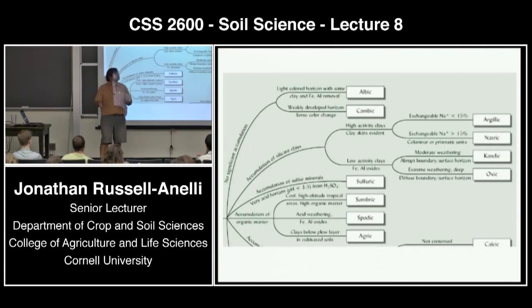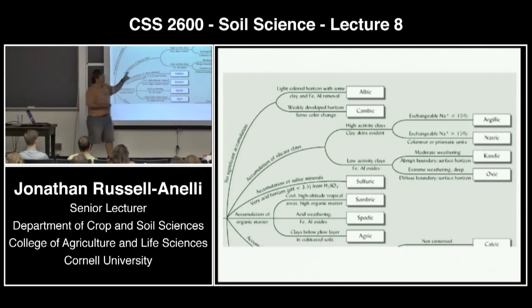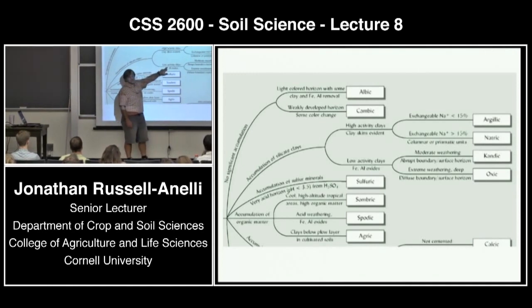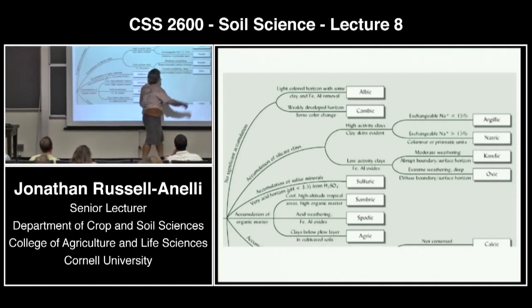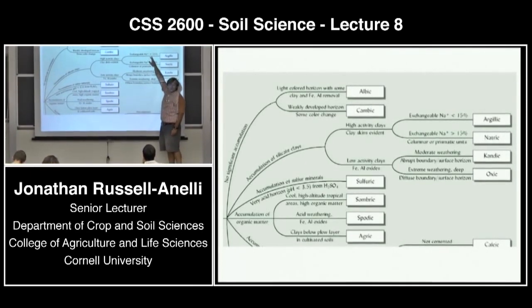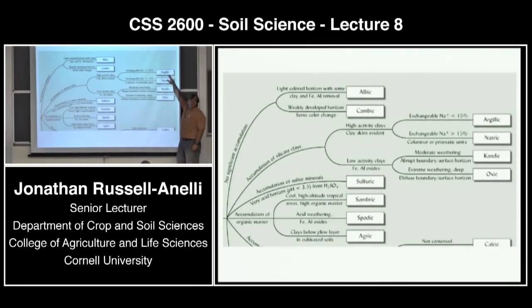A Bw. Okay. So if I start having accumulations of silicate clays, it depends on whether it's a high activity clay versus a low activity clay. If it's a high activity clay and I have low salt content or low sodium content, it's an argillic. You guys have met this one. This is a Bt. On the other hand, if I have a high salt content, it's a natric horizon: clay accumulation but high sodium. On the other hand, I've got low activity clays with moderate weathering and abrupt surface boundaries. It's a candic horizon.